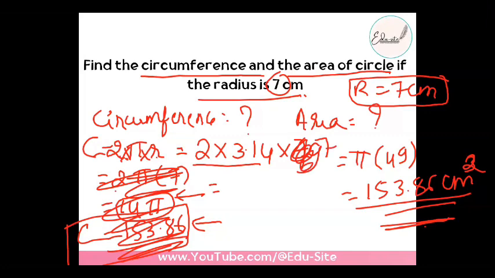2 into, what is pi? 2 times, what is pi? 3.14. It's quite easy. I don't have to mess up here, okay? Inshallah. 2 times 3.14 times the 7. What is the answer?